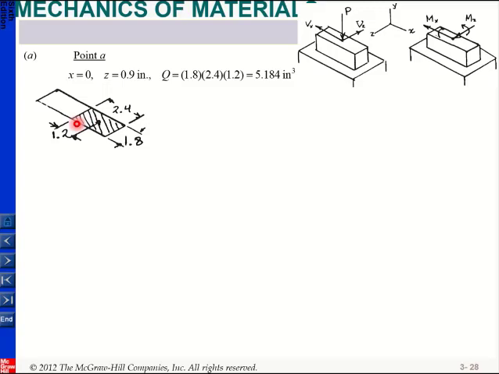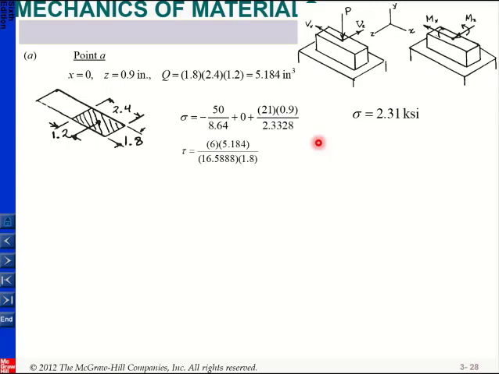Alright, and then you can also write the coordinates of this point. So x is 0, and z is equal to 0.9 in this case, so that's the location of your point, okay. So if you find your normal stress, I have compressive stress, and then I have a tensile stress due to my moment Mx, okay. And if you calculate it, this is the normal stress you get. And then for shear, we use VQ over It.